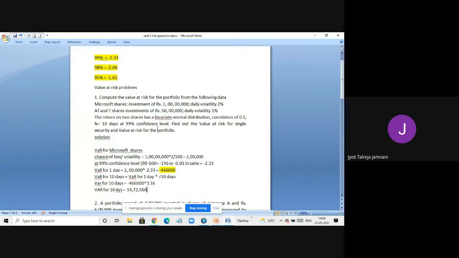I'll again repeat it for you to understand. Very first thing is we will see the volatility or chance of loss.